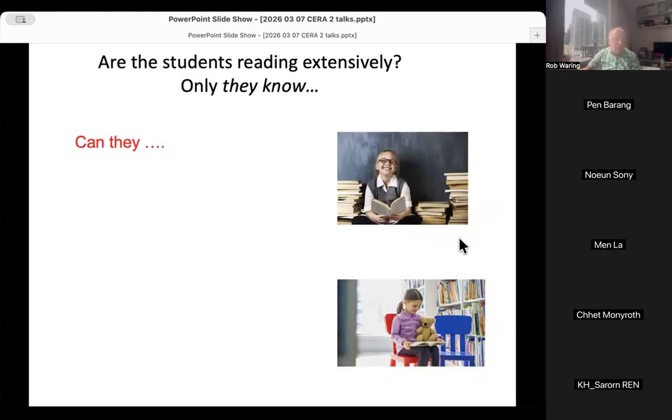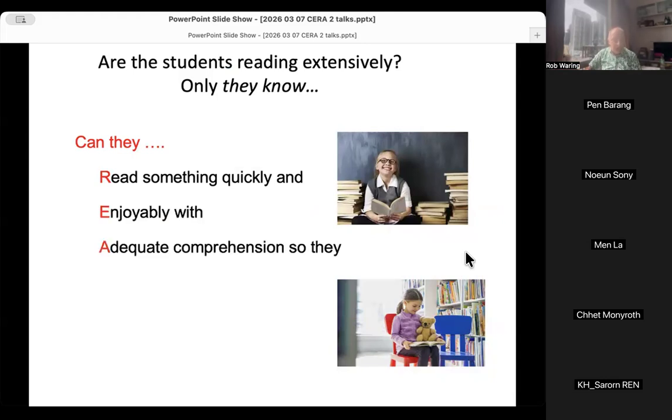So what we need to do is train our teachers to make sure that the students can read something quickly, that it's enjoyable, and that they have adequate comprehension, so they do not need a dictionary. So READ. These are the conditions for extensive reading: quickly, enjoyably, they understand it without needing a dictionary, and then they're doing extensive reading.